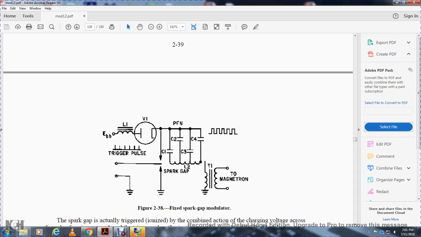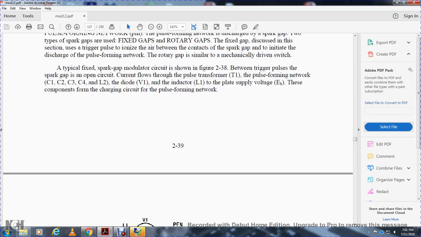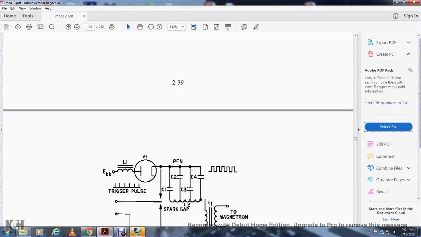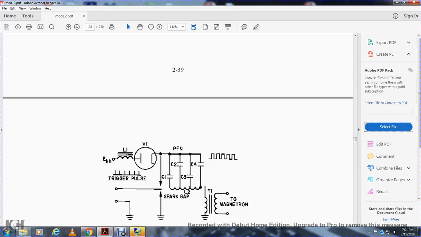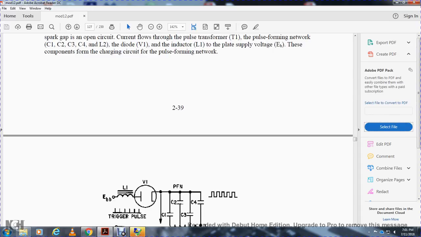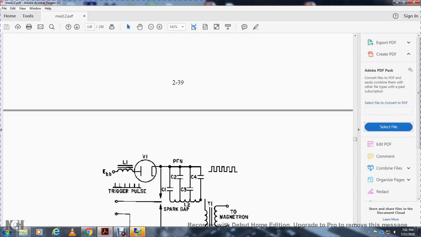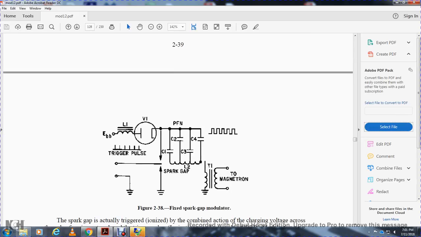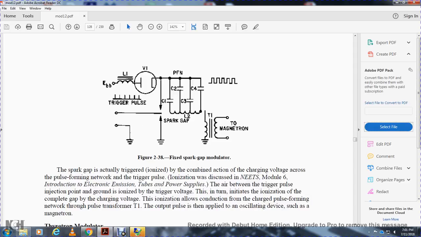Figure 238 shows the fixed spark modulator. You have the plate voltage bias, the inductor, the diode, the trigger pulse, and then you have the capacitors 1, 2, 3, 4 going to the spark plug, positive. And then you have the pulse transformer T1 to the magnetron. That is basically a distributor for a car.